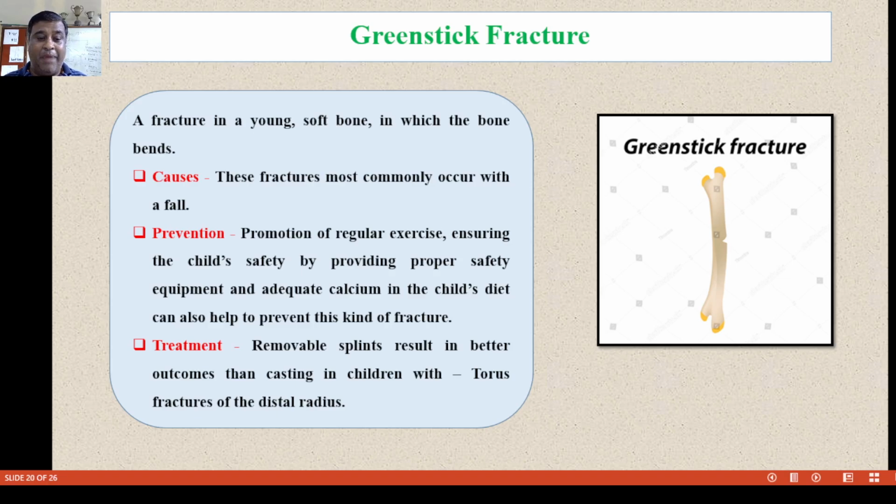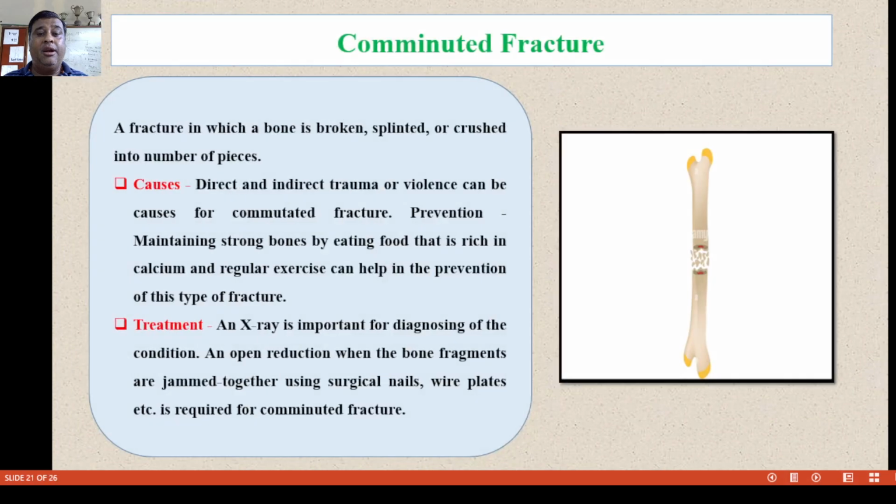splints result in better outcomes in children with dorsal fractures of the distal radius and ulnar joints. Now next is comminuted fractures. In this type of fracture the bone is broken, splintered or crushed into a number of pieces. What are the causes? Direct or indirect trauma or violence can cause a comminuted fracture.